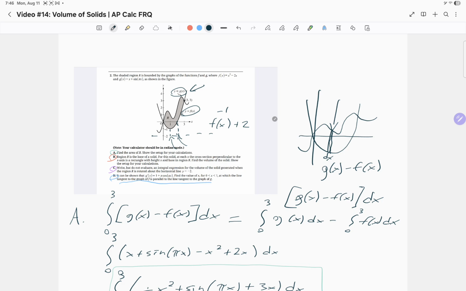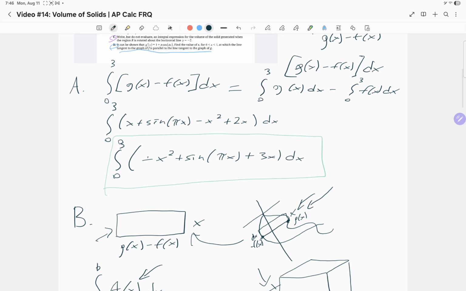And so if we're doing that representative rectangle for part A, the length of it, or you could think of it as the height, is going to be g of x minus f of x, because g of x is the top function, f of x is the bottom function. That makes sense, right? And our infinitesimal width is dx. And so we're going to be adding up infinitely many of those little rectangles, so that's why we have the limits from 0 to 3.